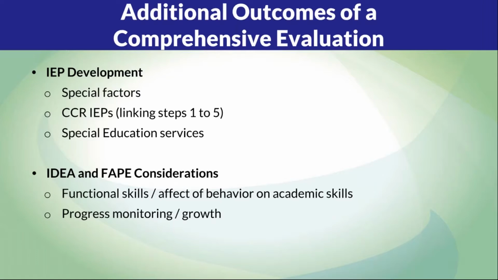So the additional outcomes of a comprehensive evaluation are not just eligibility. The whole point is so that also you can determine IEP development, right? So the special factors maybe that are involved, to link to your 5 steps of your college and career ready IEPs, what your special education or related services might be, functional skills or the effect on behavior on academic skills, and also determine how you're going to monitor progress and measure growth, right?